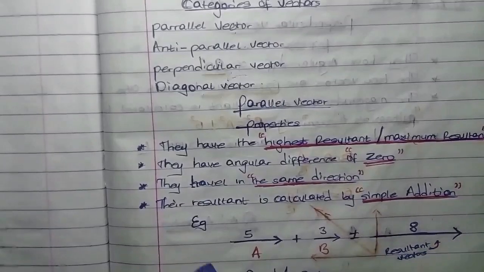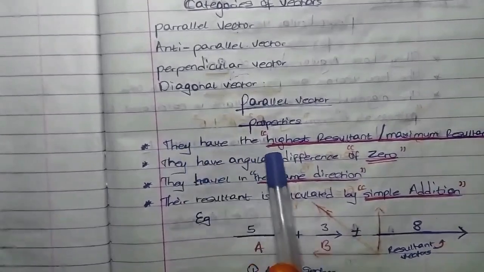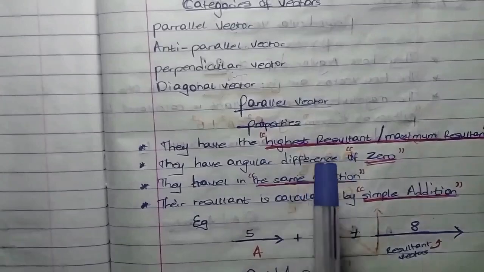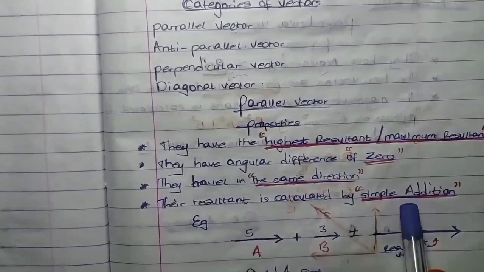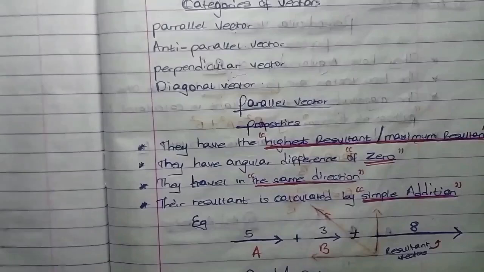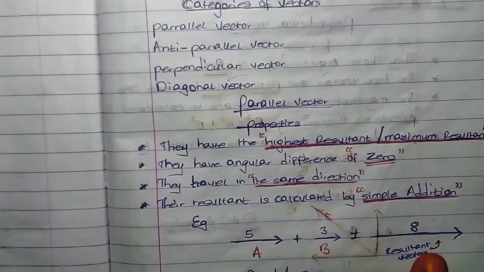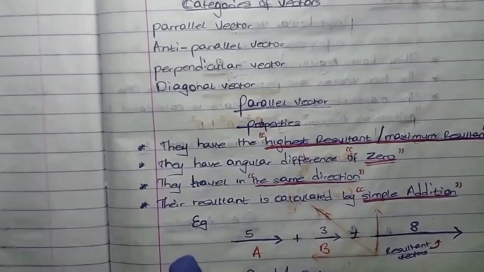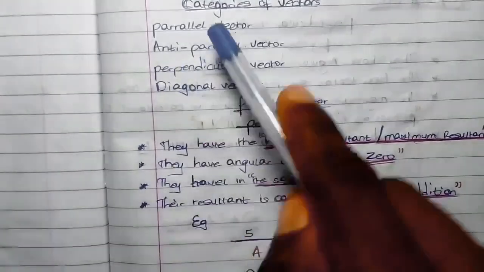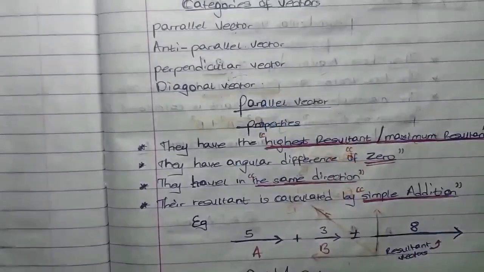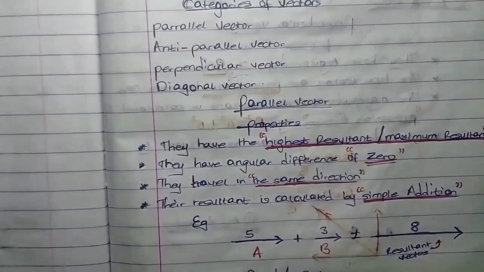Now let me expatiate more on number 1. They have the highest resultant. Do you know why they have the highest, maximum resultant? This is because the resultant itself is calculated by addition. For example, you add 5 and 3 together to give you 8, which is very large compared to 5 and 3 themselves. So take note, in all of these categories of vectors, parallel vectors have the highest resultant. Whenever you add them, their resultant is always highest, it's always maximum.